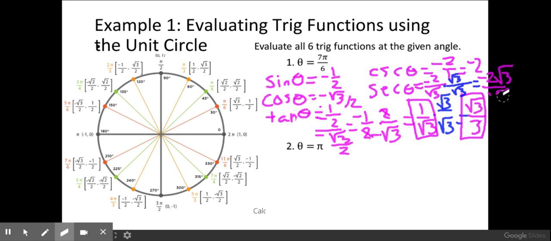So we're going to write that as 3 on the bottom because you never want a square root in the denominator. So I have -2 here, and I'm just going to box in my answers.